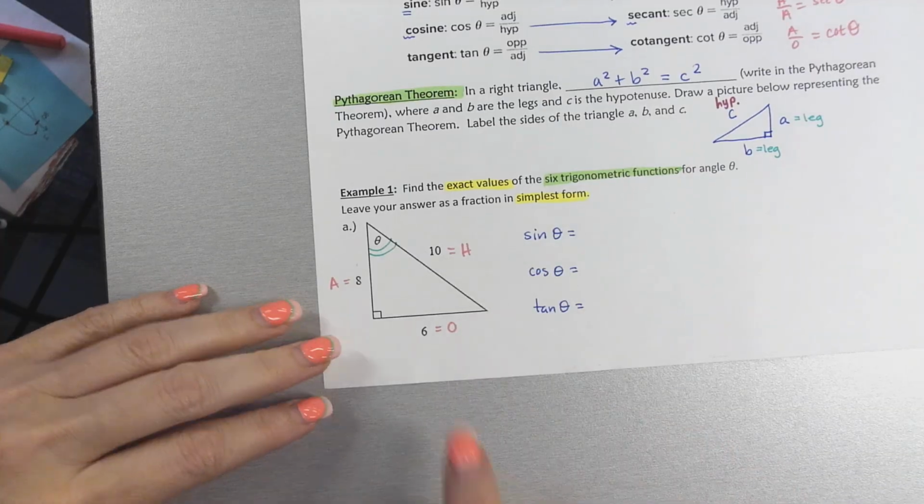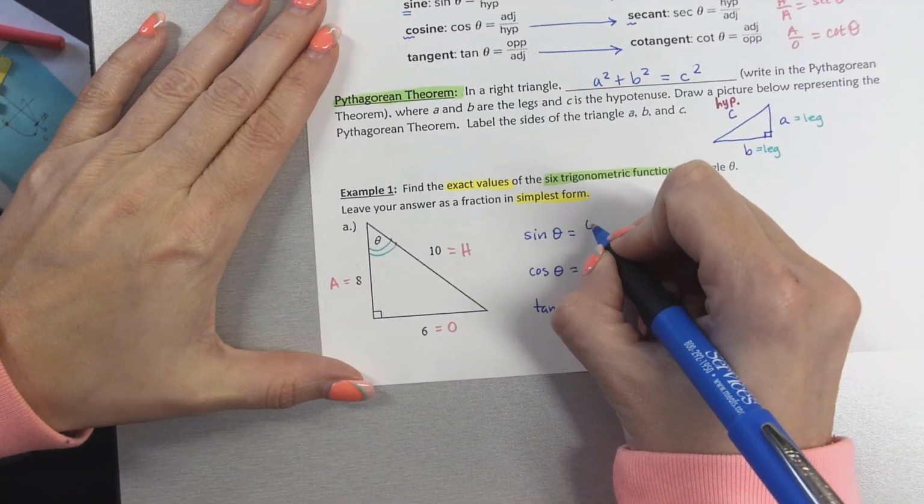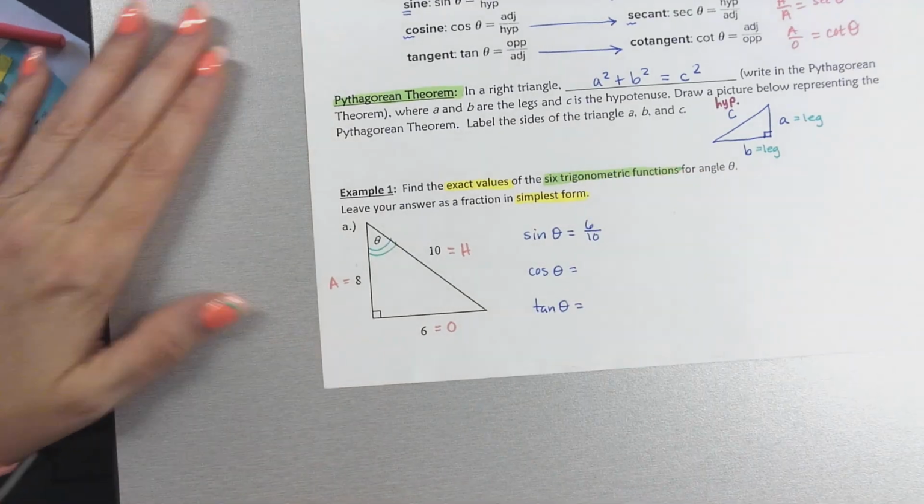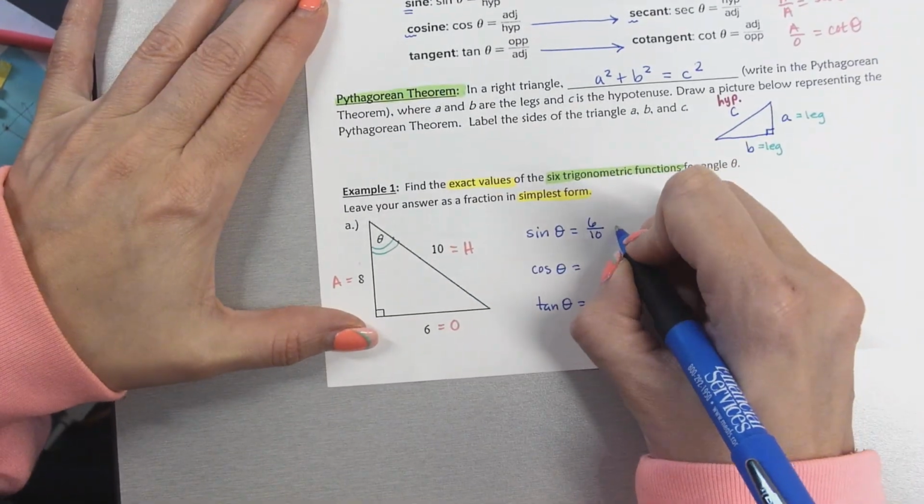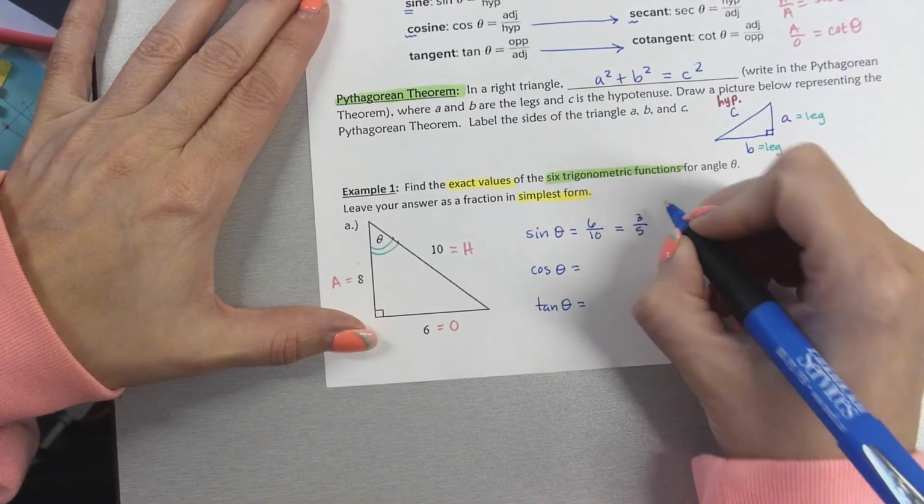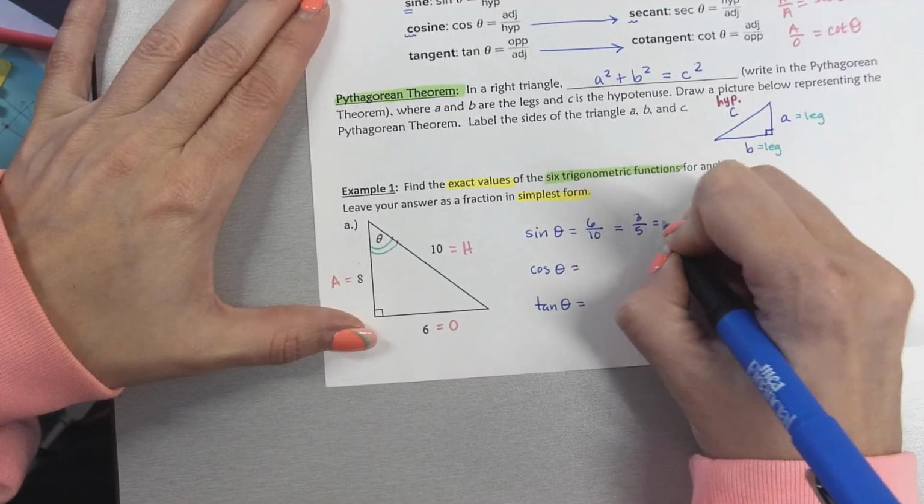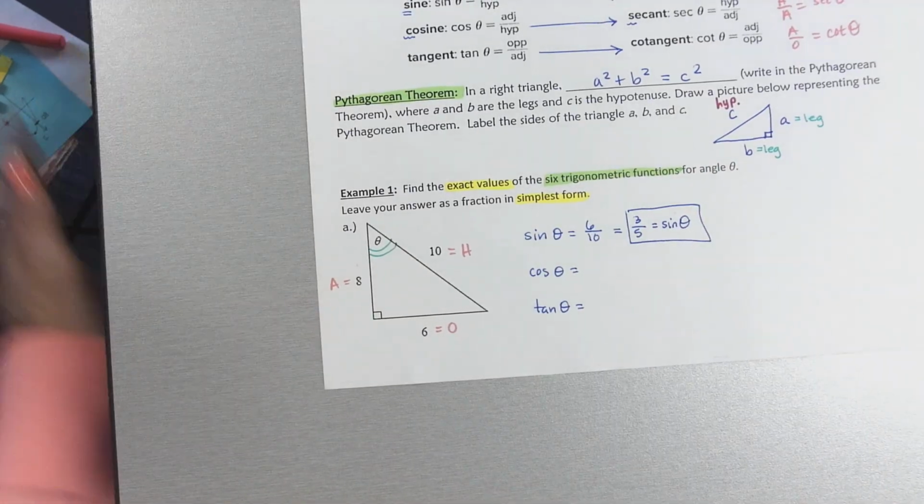Alright, so Titan, what did you get for this sine? 6 over 10. Good, so you got 6 over 10, that is your opposite over your hypotenuse, and then we're just going to go ahead and reduce it. So 2 goes into both, we'll reduce it to 3/5, and then that is your sine of theta. And lock that in. Sine of theta is 3/5.